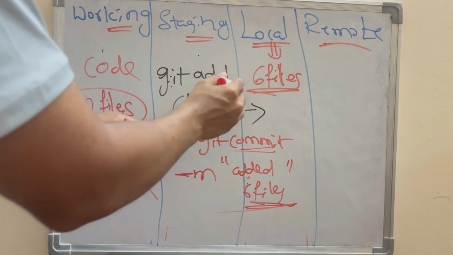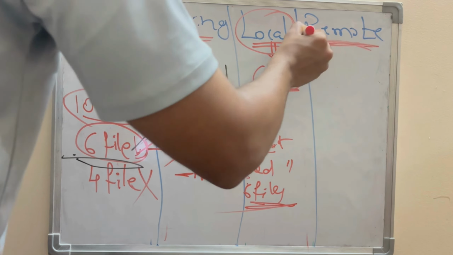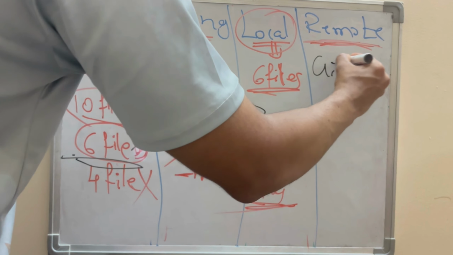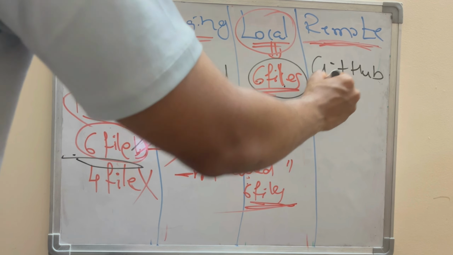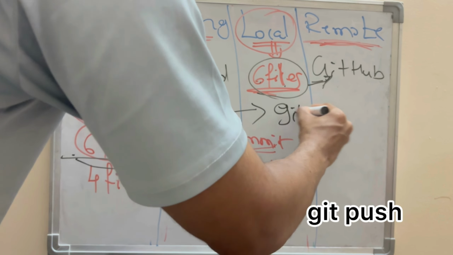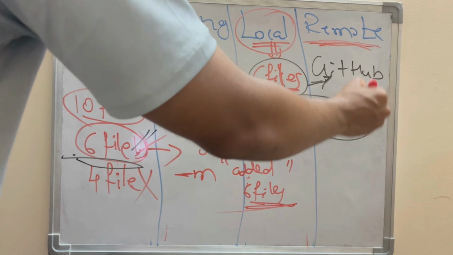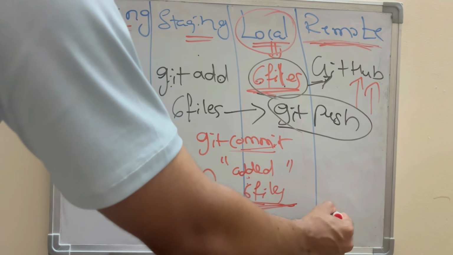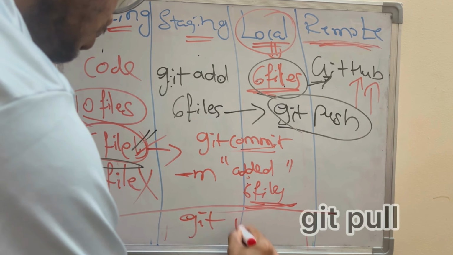Now if multiple developers are collaborating, then you can't use your local repository. You have to have one remote repository. For example, you can use GitHub. Now if you want to push these 6 files into your GitHub repository, then you can run the command git push. Now other developers are also pushing their code to GitHub, right? Now if you want to pull that code into your working directory, you can run the command git pull.